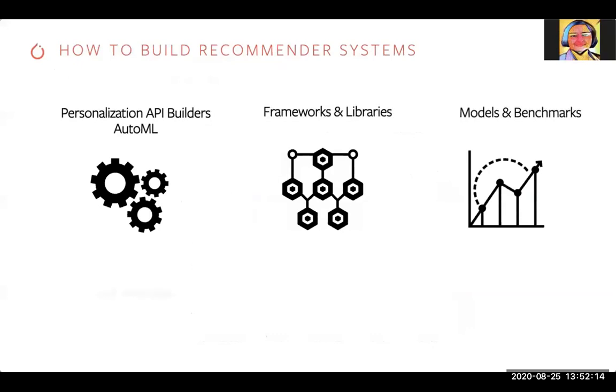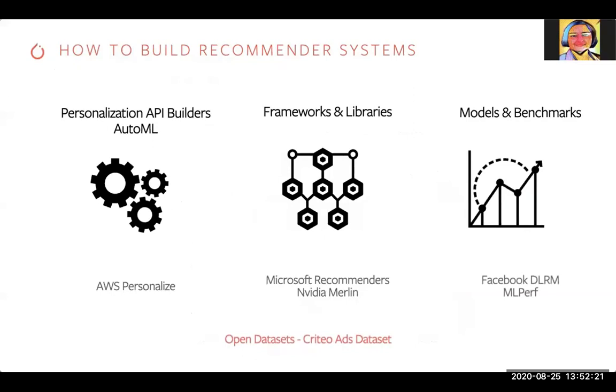Now let's look at the state of the art for building recommender systems. The solutions fall under three main categories. Personalization API-based solutions like AWS Personalize, the frameworks and libraries like the Microsoft Recommender Library and the NVIDIA Merlin framework, models and benchmarks like the Facebook DLRM model and the MLPerf industry benchmark for machine learning training and inference. Another key ingredient that was missing for the recommender space for a long while was a good open set of data sets. And the Criteo Ads data set closed this gap and now opens up doors for the research community to experiment and build new models similar to what happened for the CNN and the RNN space.